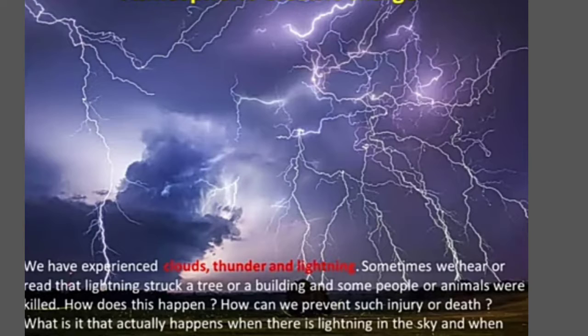Now let us see about lightning. Where air and the clouds rub against each other in the sky, the upper part of some clouds on the upper side becomes positively charged.